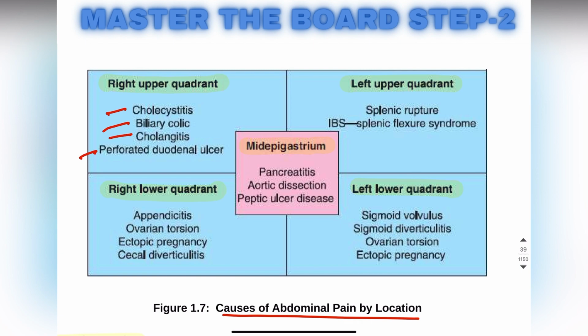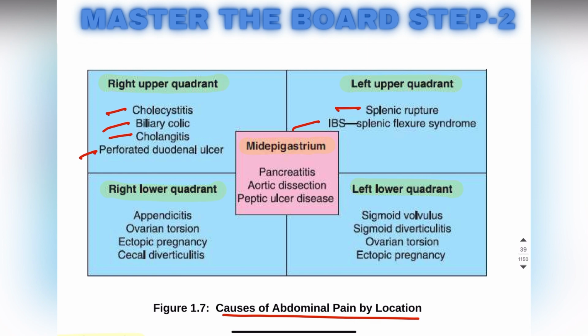Okay, now if the patient is having pain in the left upper quadrant, we are going to suspect splenic rupture or splenic flexure syndrome. By the way, what is splenic flexure? Splenic flexure is where the transverse colon starts descending downward. So that place is the splenic flexure, and splenic flexure syndrome is when the splenic flexure gets distended and symptoms like bloating, fullness, and abdominal pain start to occur.